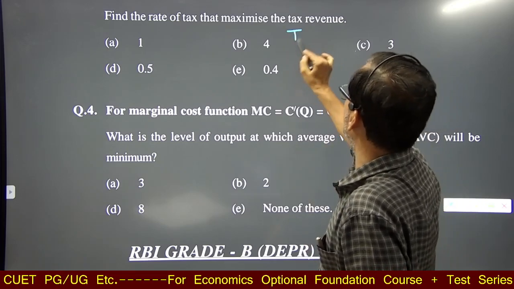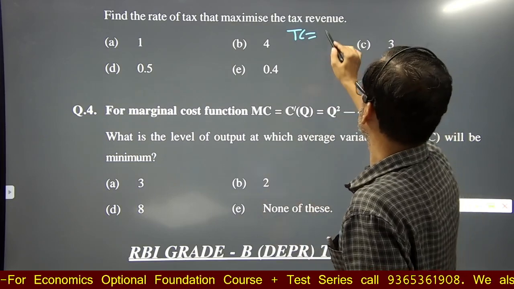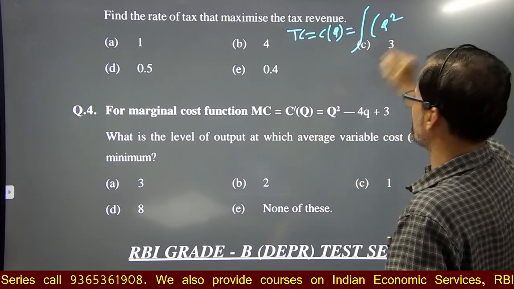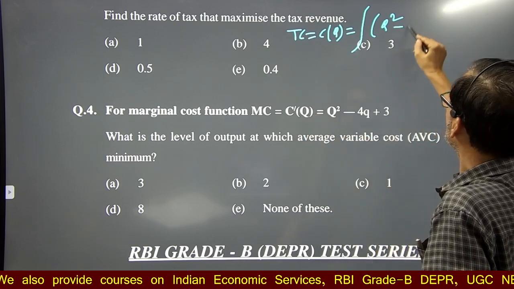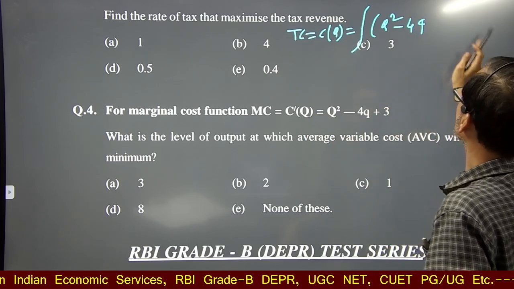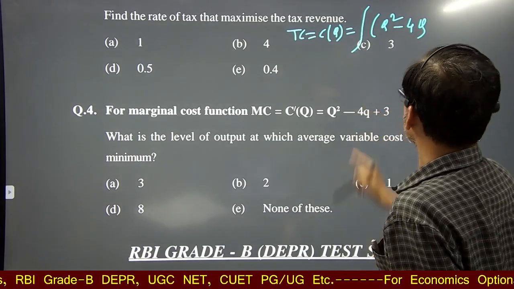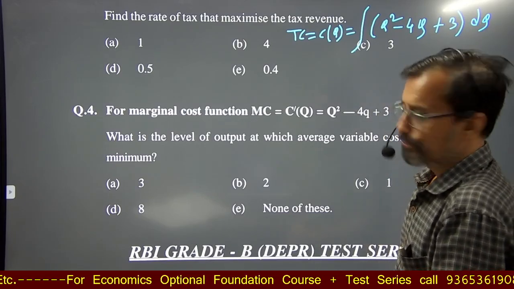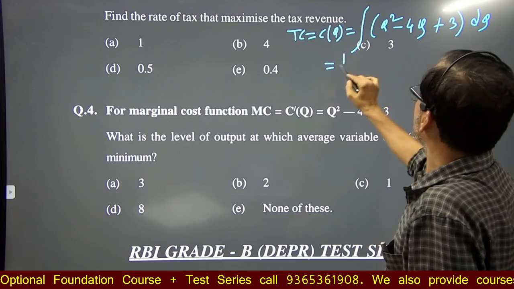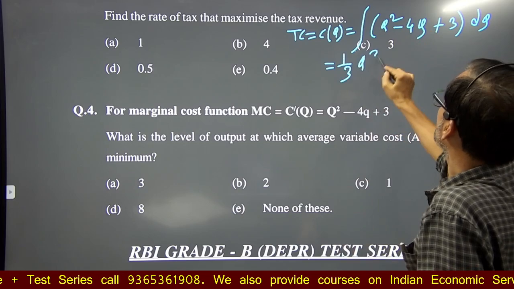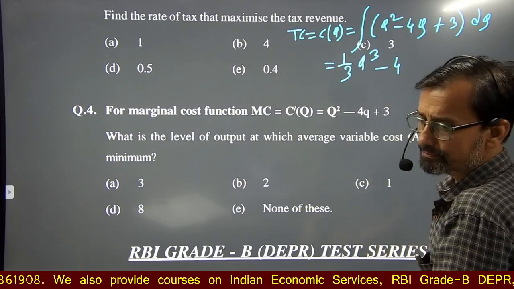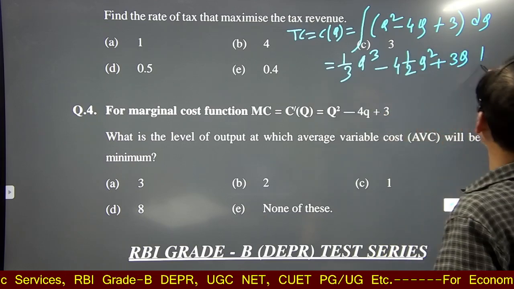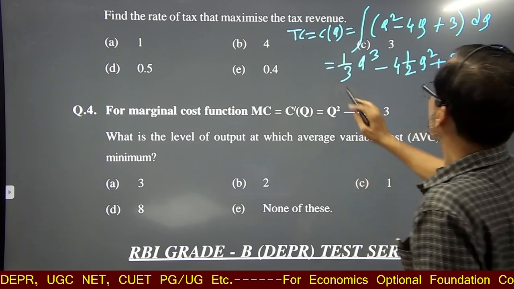First of all, total cost. We have to find out total cost, but given is marginal cost. Total cost is the function C of Q, so integration of marginal cost. Marginal cost is given as Q square minus 4Q plus 3. So when we do the integration, 1 by 3 Q cube, and this one minus 4 by 2 Q square plus 3Q, and one constant will come automatically, C. This is the total cost function.